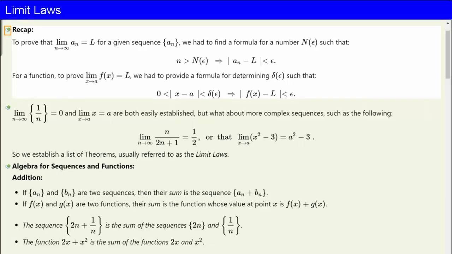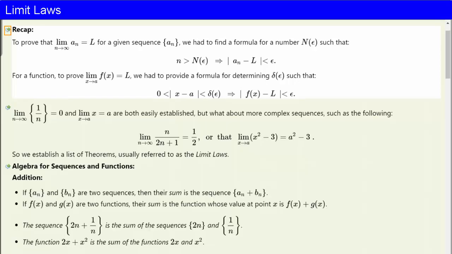In a previous lecture, we worked through the formal definition for several types of limit. All of them were challenging to apply to specific situations. To prove that the limit of a_n equals L for a given sequence a_n, we had to find a formula for a number capital N sub epsilon such that if little n exceeds capital N sub epsilon, then the absolute value of a_n minus L is less than epsilon.